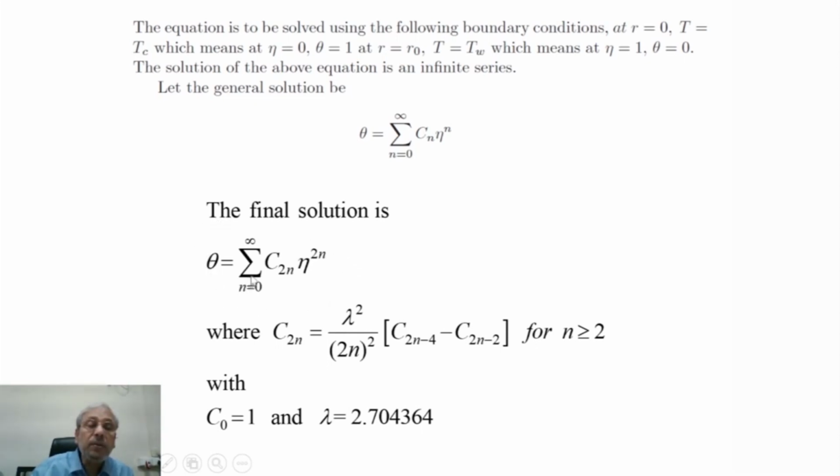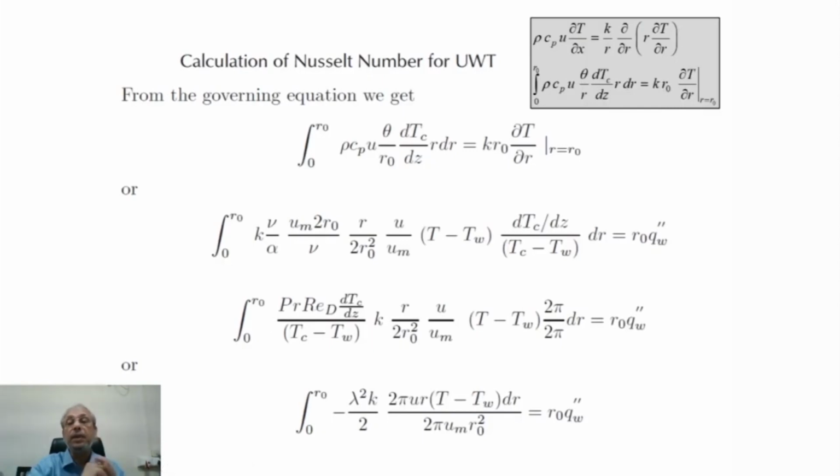The final solution is given by this series: theta equal to summation over n equal to 0 to infinity of c2n eta to the power twice n, where c2n is given by this expression and n is greater than or equal to 2. With this we have found the value of c naught equal to 1, and lambda we have also found out, 2.704364. So this is the complete solution.